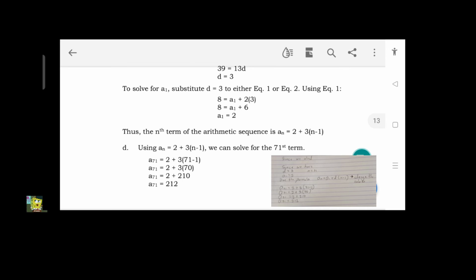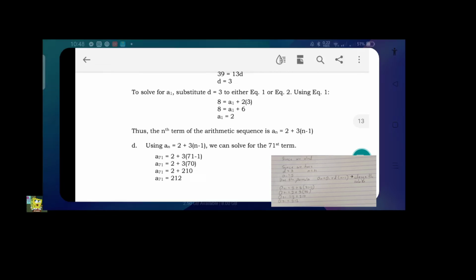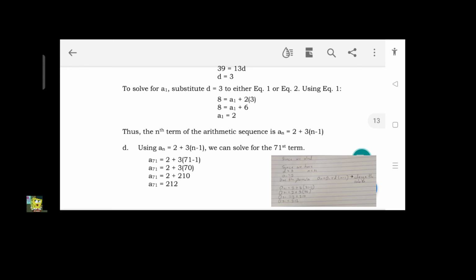We can solve for the 71st term. Let's say n equals 71. We substitute all n by 71, so we get a sub 71 equals 2 plus 3 times quantity 71 minus 1. A sub 71 equals 2 plus 3 times 70. A sub 71 equals 2 plus 210. Then the answer is a sub 71 equals 212.